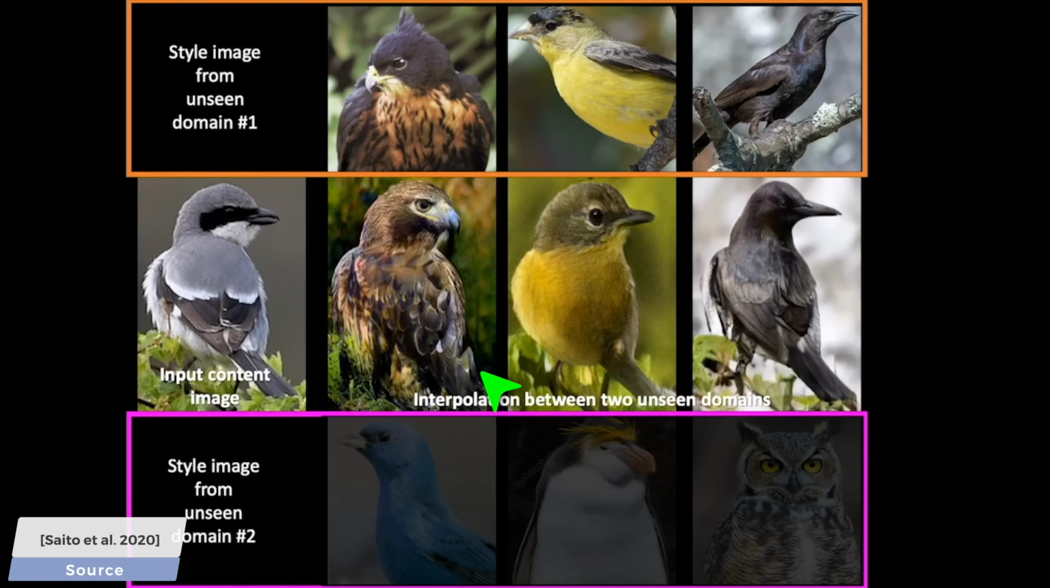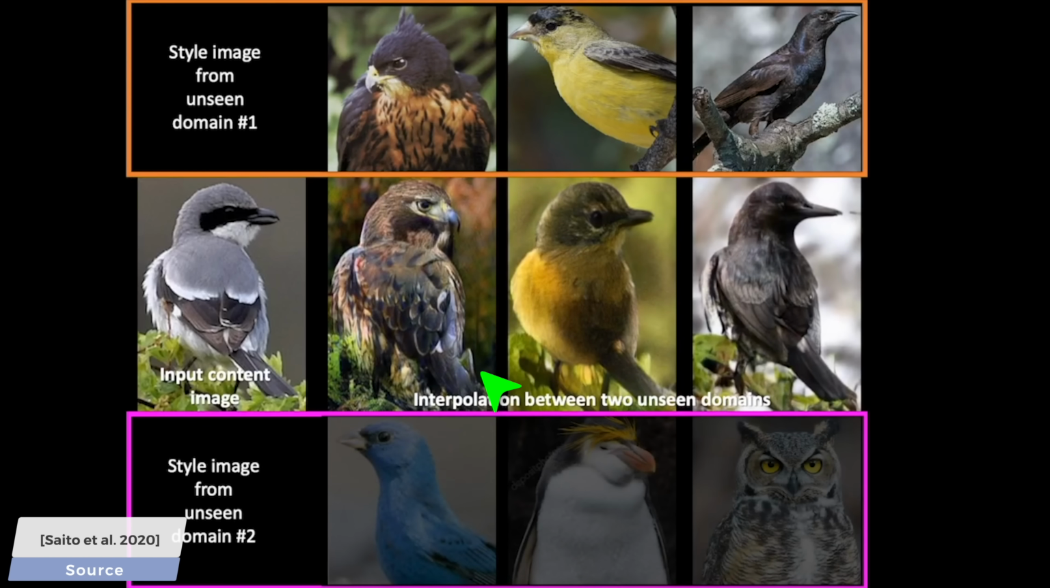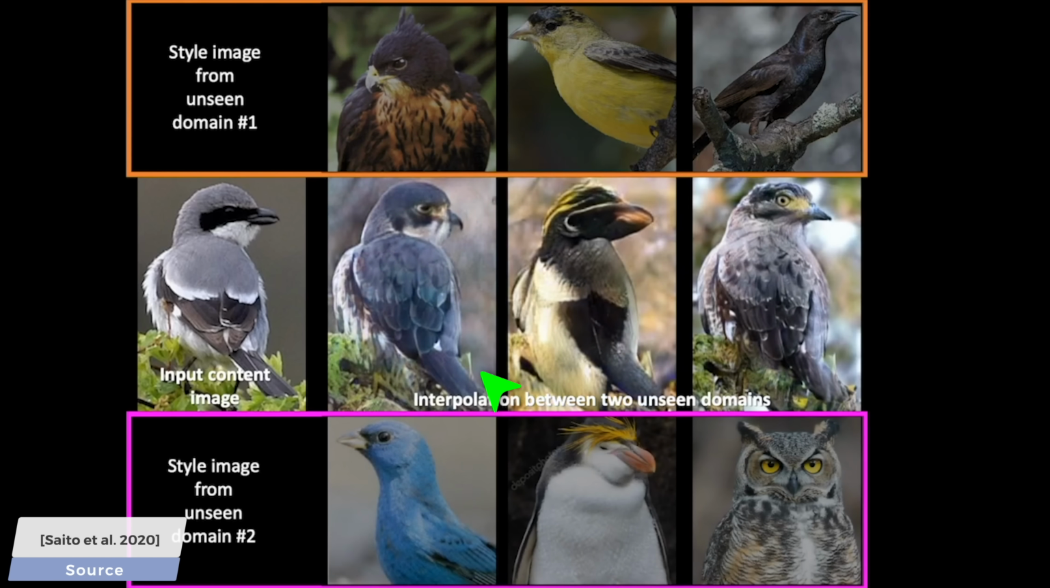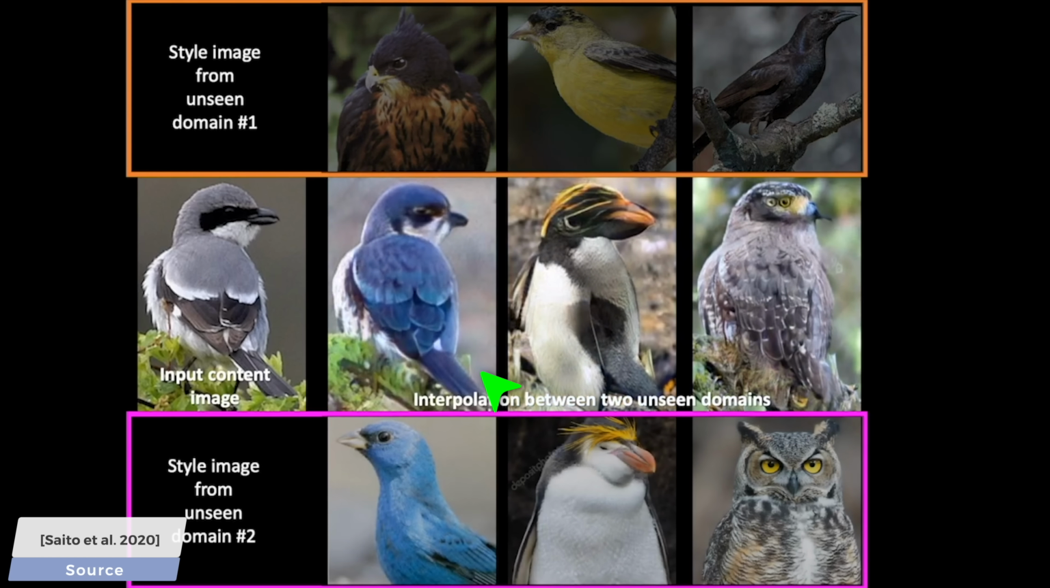This particular example is one of my favorites. Such a beautiful transition, and surely not all, but many of the intermediate images could stand on their own. Again, the style images are from unseen species. Not all cases do this well with the intermediate images, however.